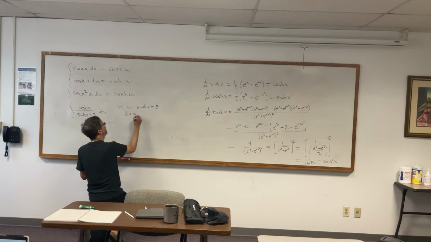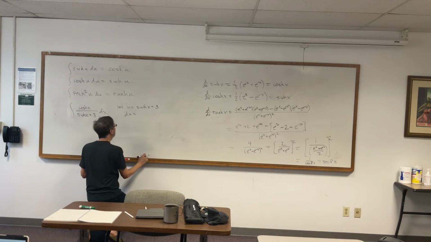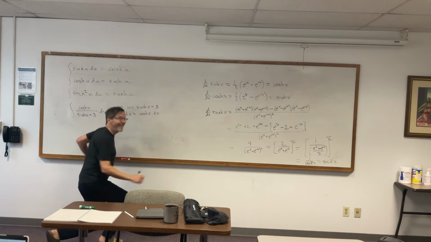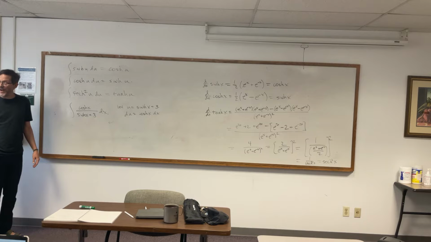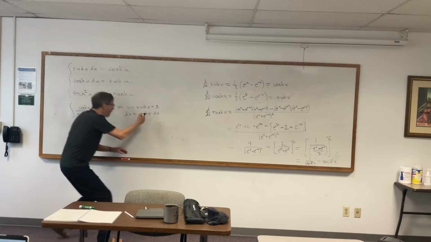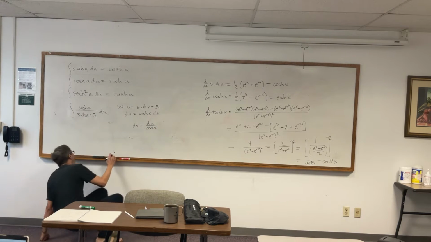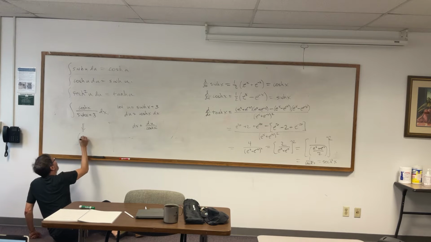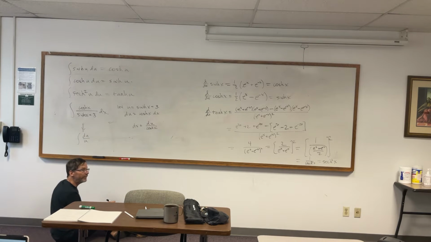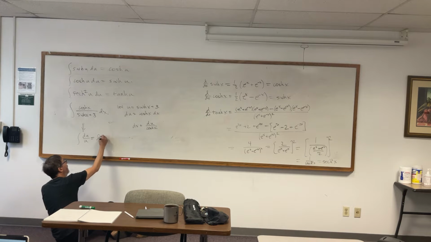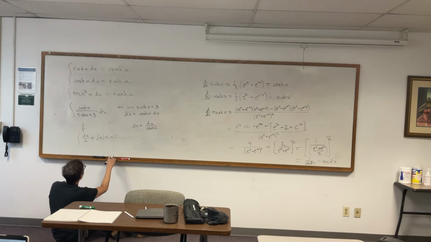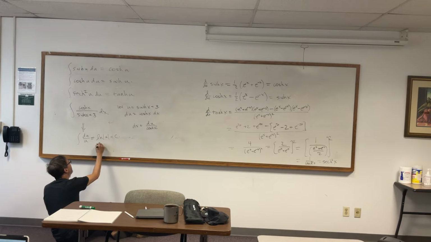What's du? Cosh. Yeah, dx. Right? Look how pretty! So if I play my game where I say dx is du over cosh x, and I make the substitution here, this turns into du over u. And that's natural log. And when I back substitute, that is quite easy.